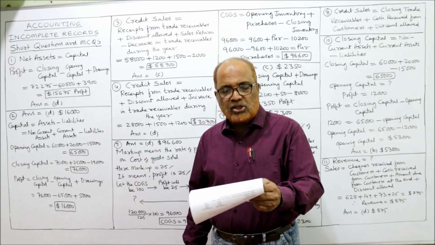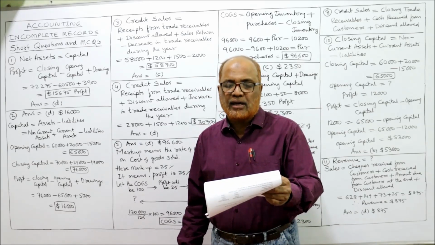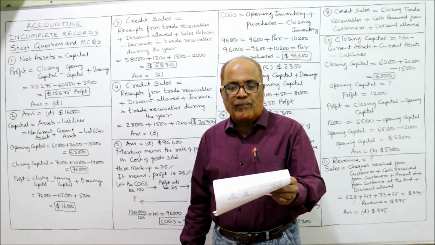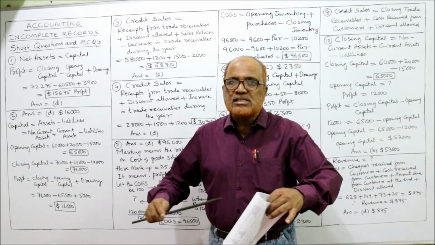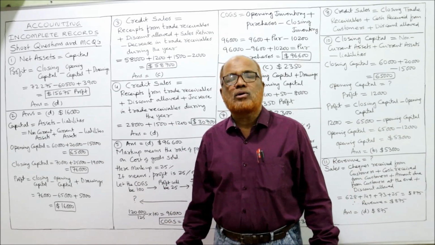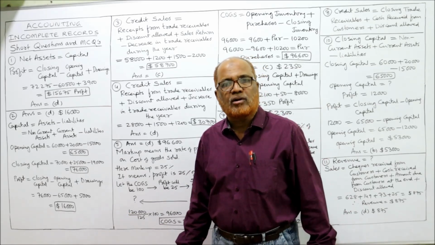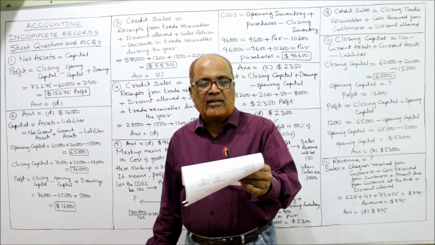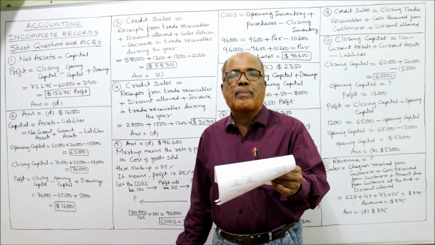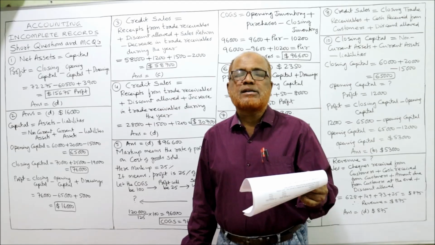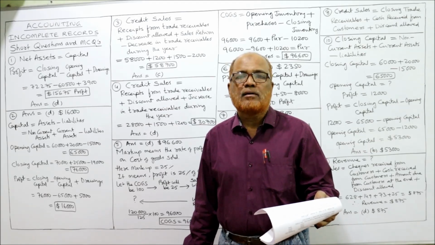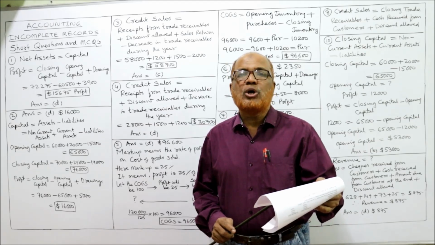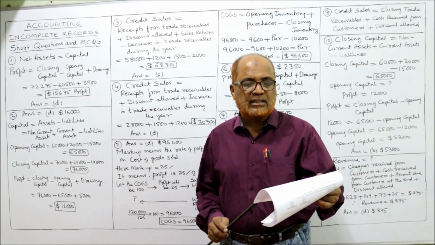A trader who does not keep full accounting records was able to supply the following information. Who does not keep full accounting records means incomplete records. He has given the following information. Amount owed by trade receivable on 1st April 2020. 1st April 2020 is the beginning of the year. Beginning of the year, amount due from trade receivable is 3,000.